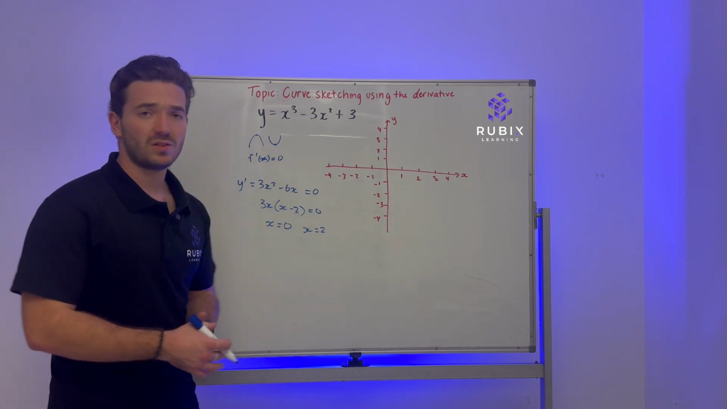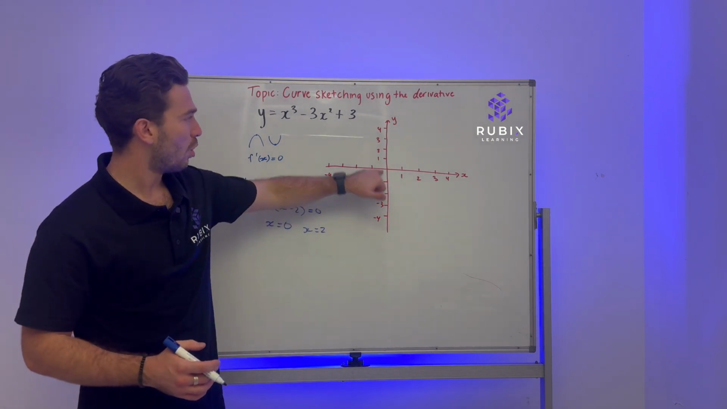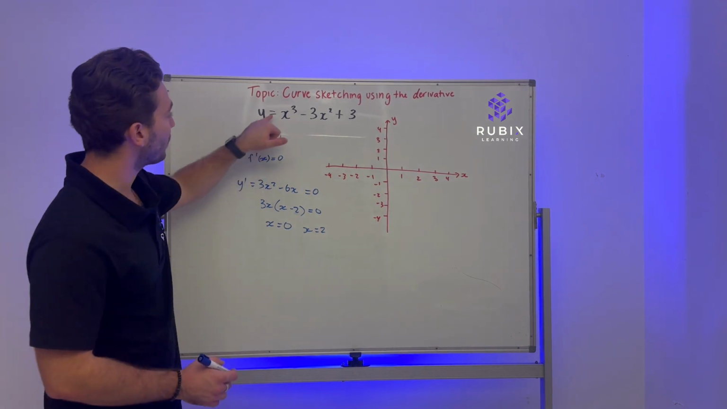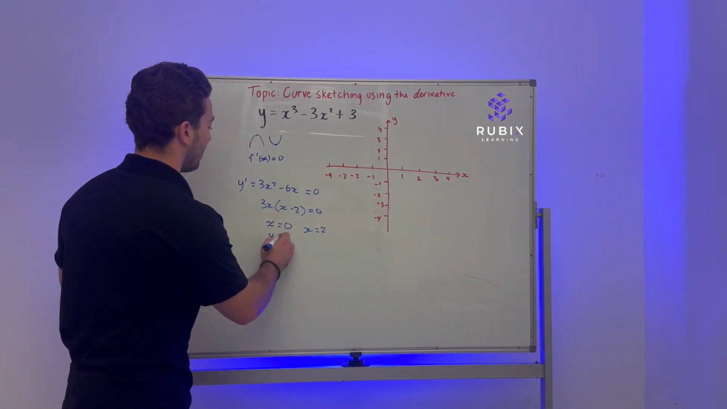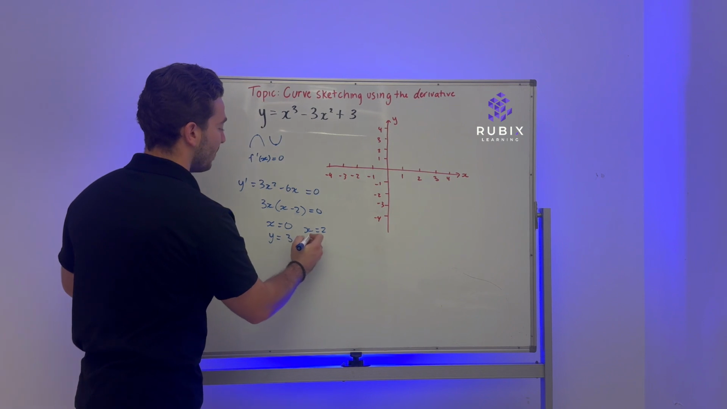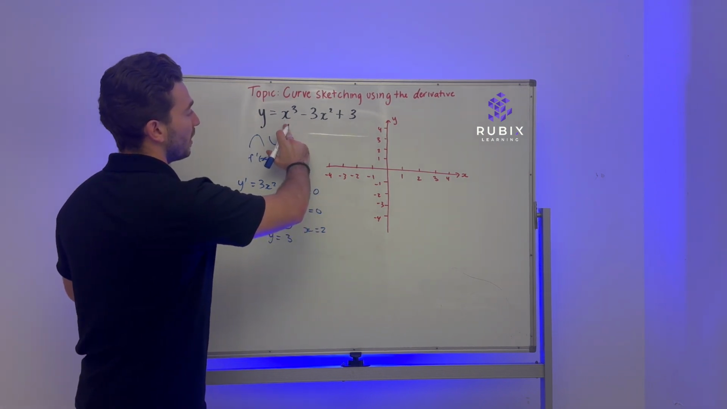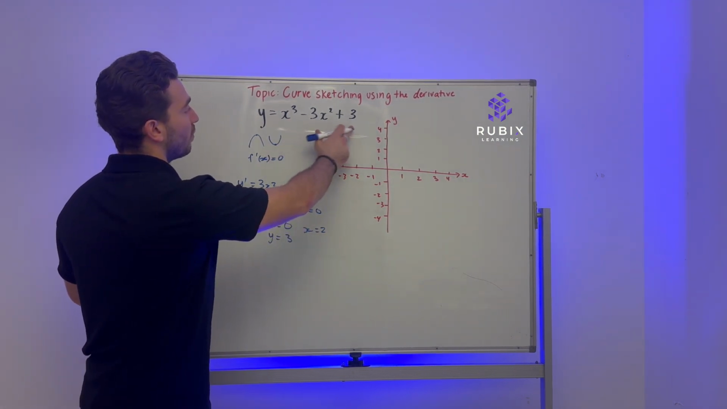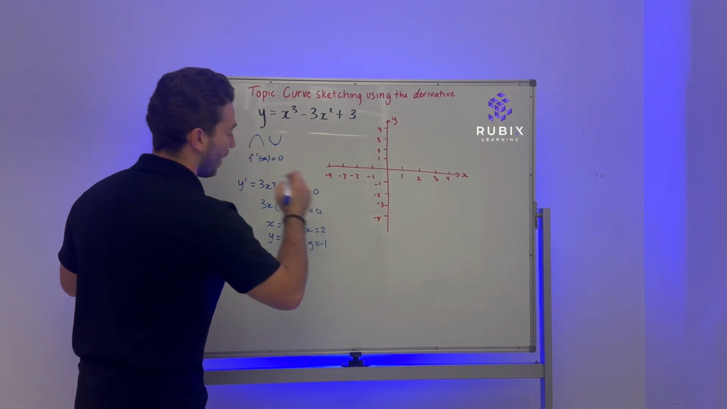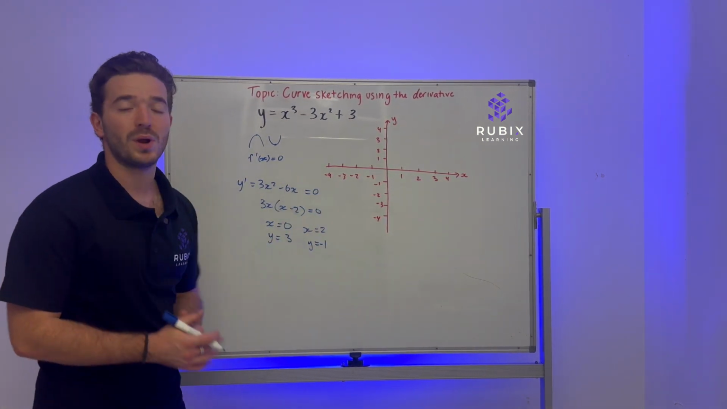Now, these are just x coordinates, they're points. I need to know what the y value is. So really quickly, I can sub in x is equal to 0. That gives me a y value of 3. And when x is equal to 2, I'm going to get 8 minus 12 plus 3, which is minus 1. So I've got a point here and a point here.